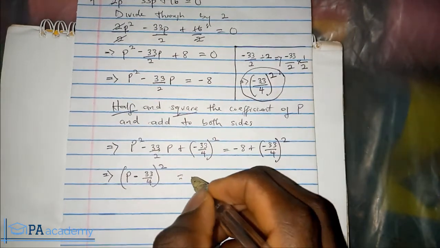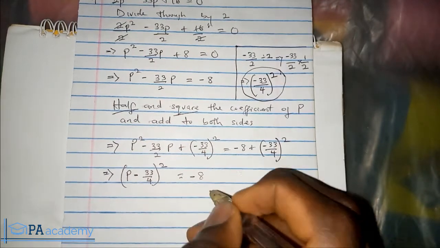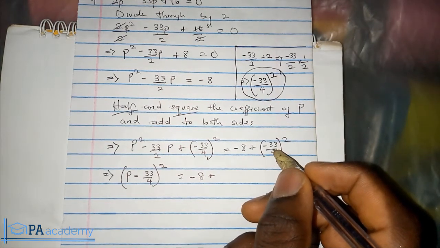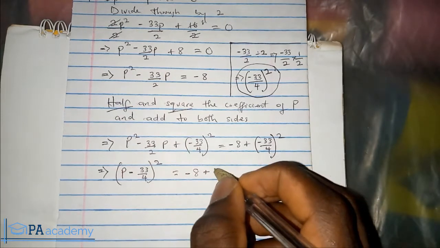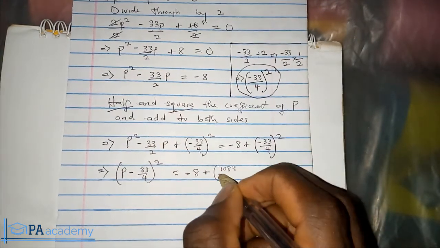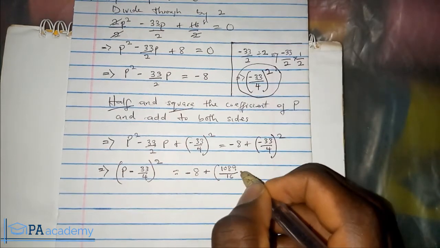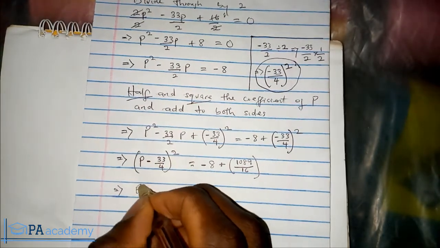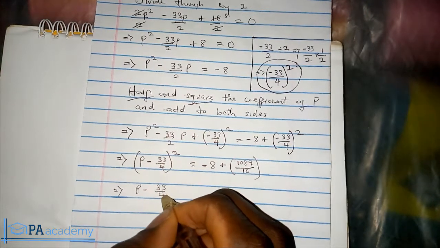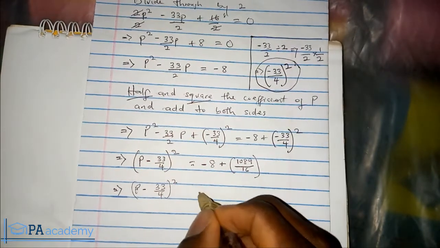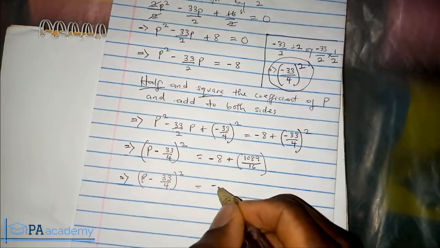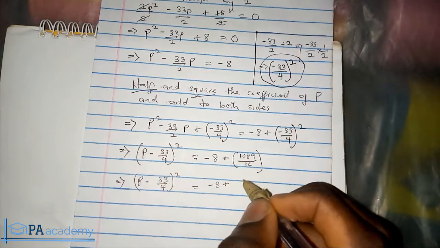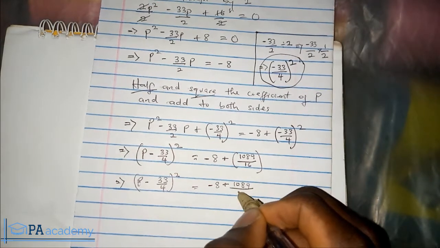Then equals minus 8 plus, now we open this bracket, minus 33 squared, which will give us 1089 over, 4 squared will give us 16. So next thing is this. Now we are going to write p minus 33 over 4 all squared equals minus 8, let me write this again, plus, now I'm taking off the brackets, plus 1089 over 16.